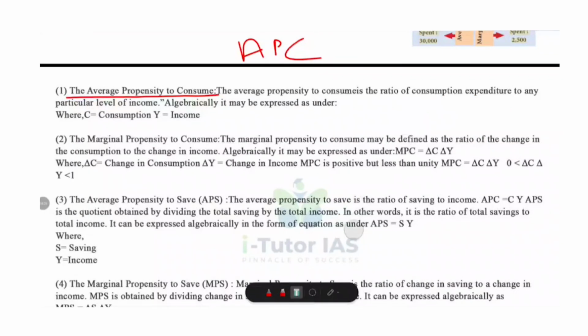Now, what is meant by marginal propensity to consume? APC means consumption by income, and what does this marginal propensity, or MPC, mean? MPC shows how much consumption changes when income changes, and it tells us how much of each extra rupee of income is spent. So MPC is equal to delta C by delta Y, that means change in consumption divided by change in income.